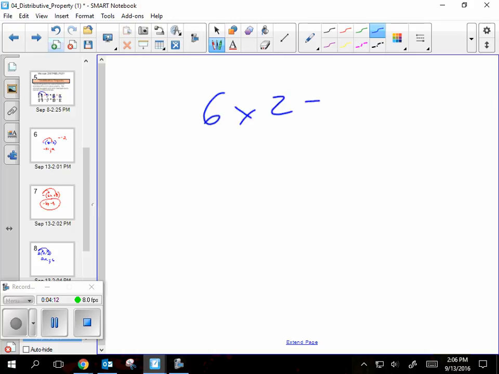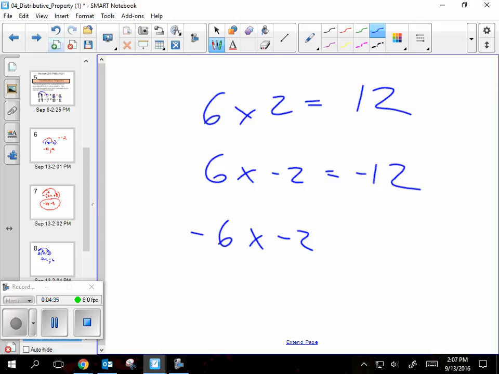6 times 2. A child of age 9 can probably tell you that's 12. But how about 6 times negative 2? What's that? Negative 12. I like to think of it as poisoning it. You poisoned it with the negative, and now it's going to have to be a negative answer. Okay? But what if there's 2 negatives? Negative 6 times negative 2.